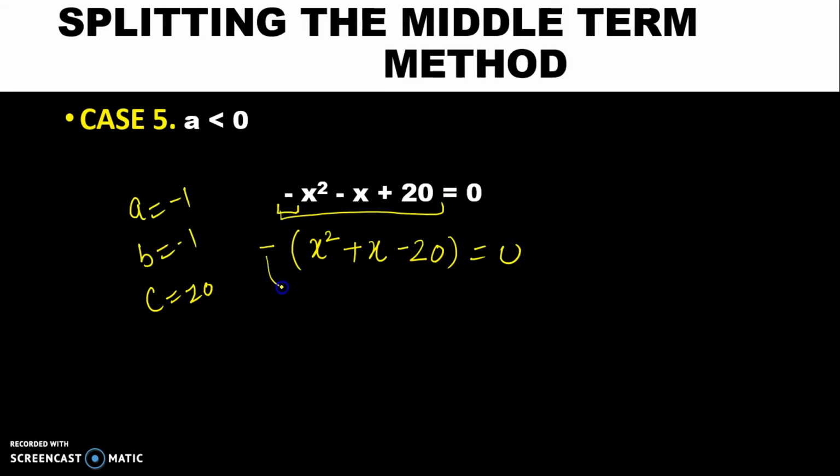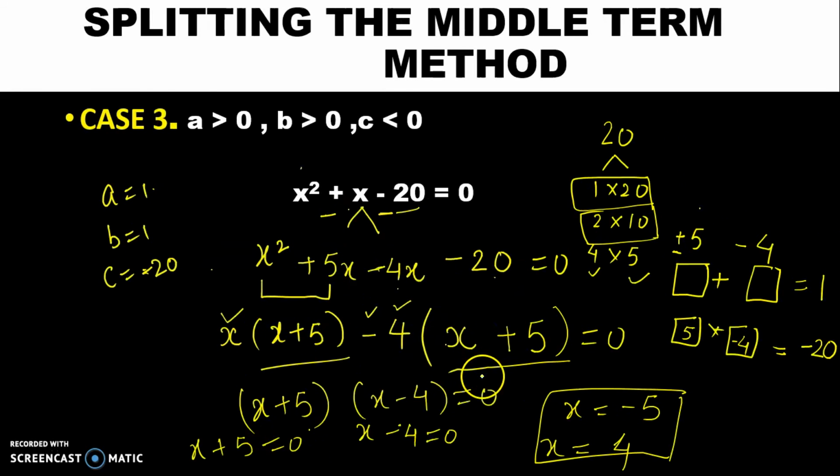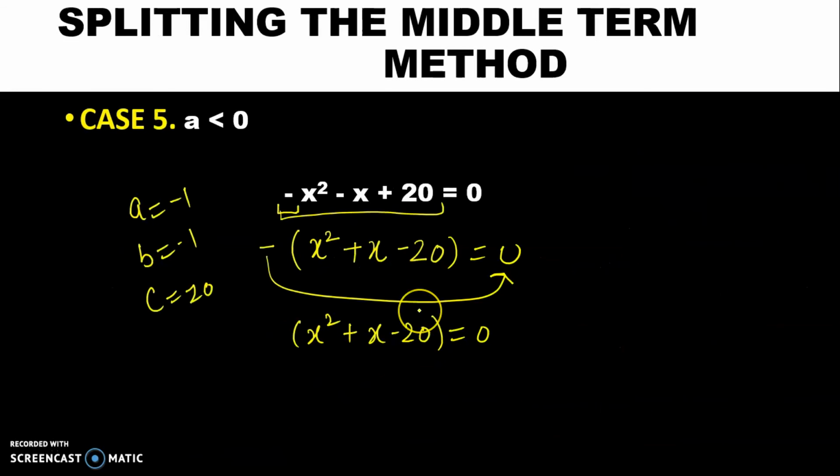Now if we divide 0 by minus 1, we will get 0. So we are left with x square plus x minus 20. If you see this clearly, this is our case number 3. Okay. So whenever a is negative, you can take negative sign common and the resulting equation will be one of the cases we have discussed.